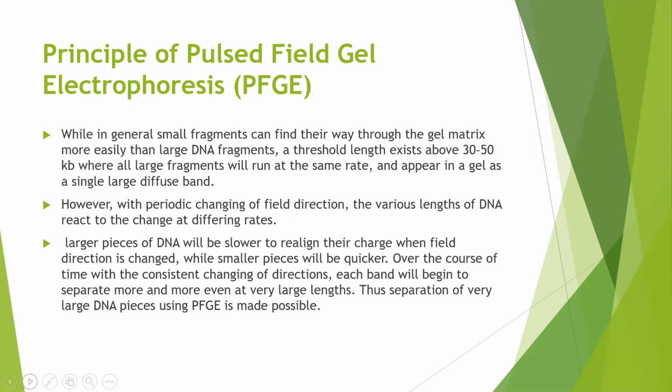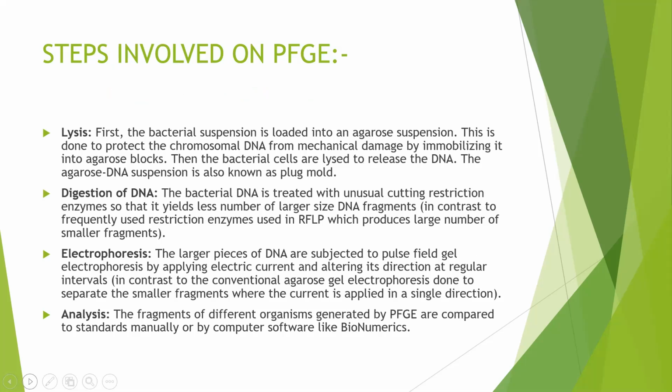Principle: in general, small fragments can find their way through the gel more easily than large DNA fragments. A threshold length exists at about 30 to 50 kb, where all the large fragments will run at the same rate and appear in a gel as a single large diffuse band. However, with periodic changes in field direction, the various lengths of DNA react to the changes at different rates. So there are some steps involved in PFGE: lysis, then digestion of DNA, then electrophoresis, then analysis. So, talk about lysis.